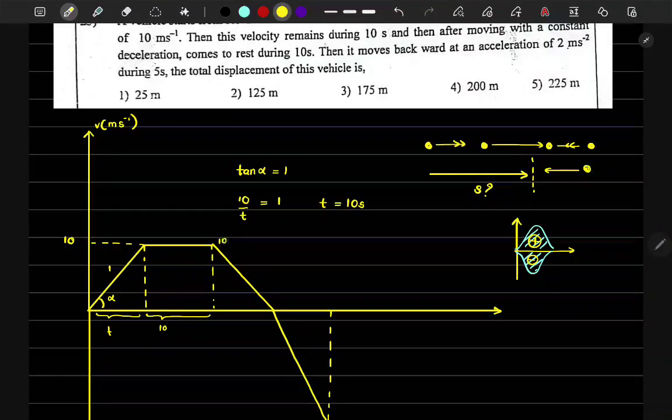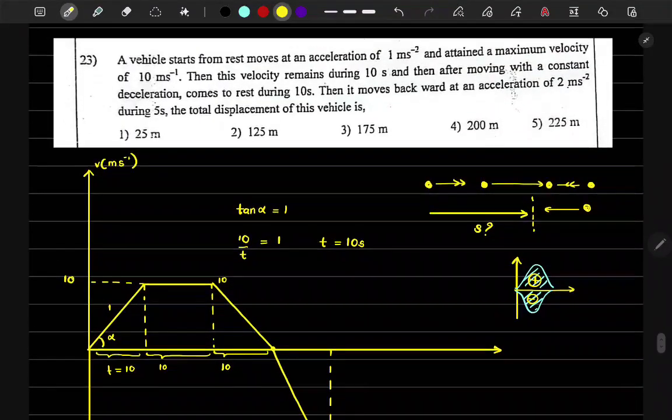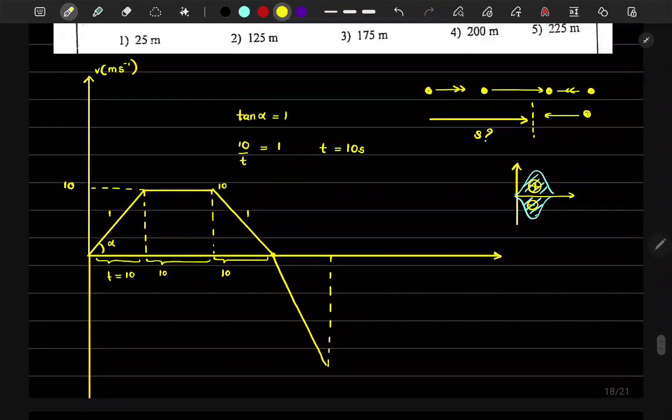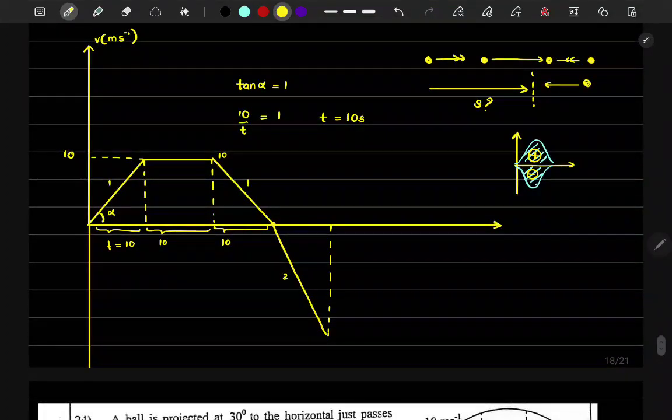If so, by symmetry this should also be equal to 10. If this is equal to 10, this should also be equal to 10, because it comes to rest, they say, during 10 seconds. They have given that as 10, so definitely this deceleration is also equal to 1. That is what we must take. Then they have given us the acceleration in the opposite direction as 2 and this time as 5. Then we can figure out what this velocity is by considering the tan value again.